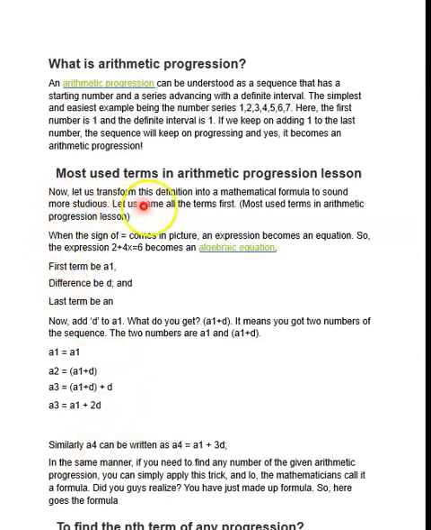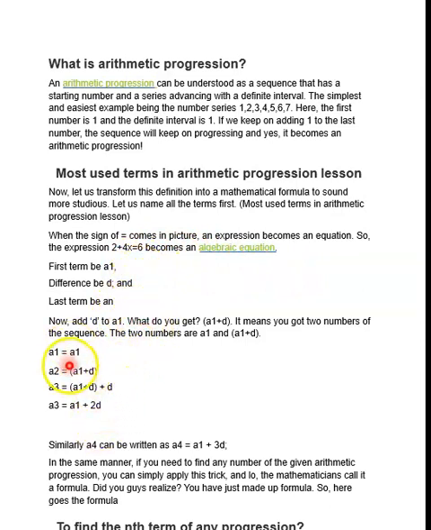Now let us transform this definition into a mathematical formula. Let us name all the terms first, the most used terms in arithmetic progression. Listen. When the sign of equal comes into the picture, an expression becomes an equation. So let the first term be a, the difference be d, and the last term be an.